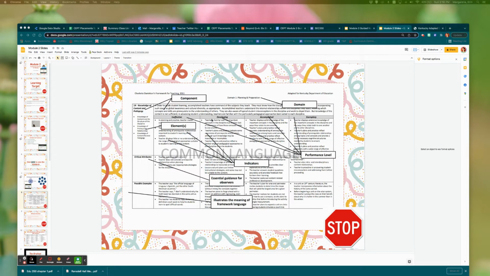Now, the performance level, this is a big one here. This is when the principal, or in our case, me, your professor, comes in and evaluates your teaching. You're going to get a score, and it's going to be one of these four levels. Exemplary would be the best. That would be absolutely outstanding teaching. Then there's accomplished and developing, and then there's ineffective.